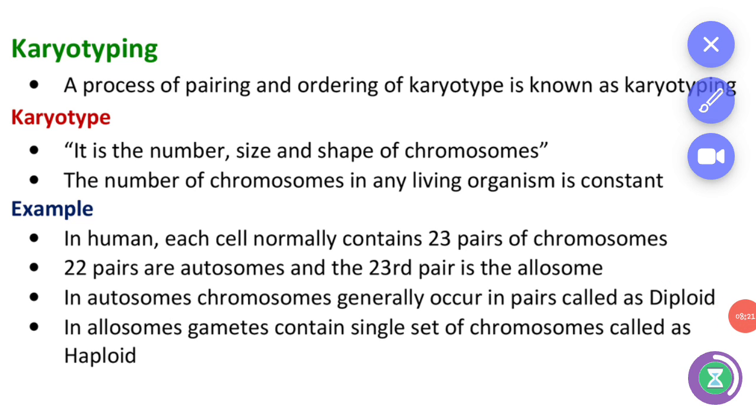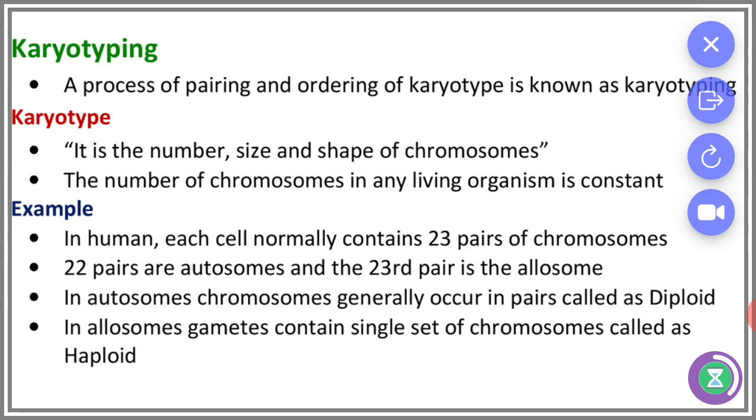Next topic is karyotyping. The process of pairing and ordering of chromosomes is known as karyotyping. Karyotype is the number, size and shape of the chromosomes. The number of chromosomes in any living organism is constant. For example, in human beings, each cell normally contains 23 pairs of chromosomes.